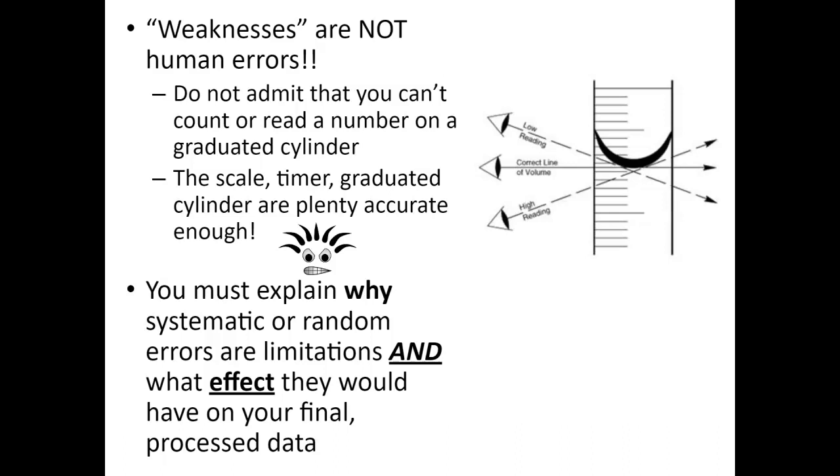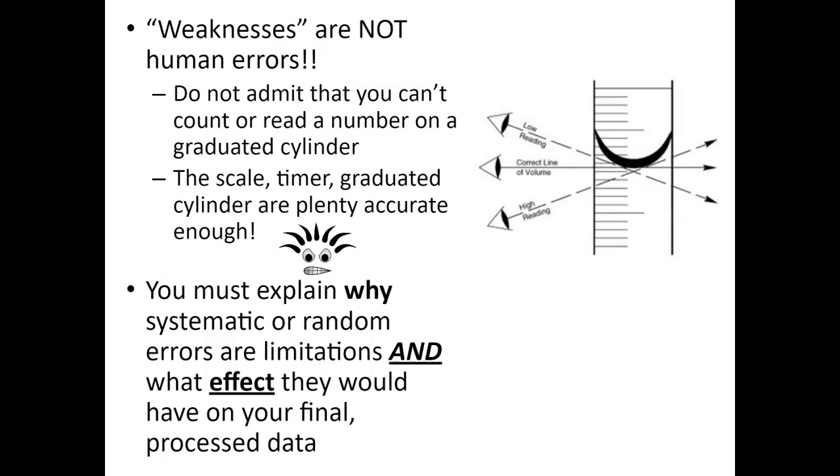Do not blame weaknesses in your lab on equipment by saying that it's not as accurate as it could have been. You chose that equipment, so you need to choose the most accurate equipment that's available to you. Our scales, our timers, our graduated cylinders, if you pick the right one, they are plenty accurate enough. So you cannot say you chose inaccurate equipment.